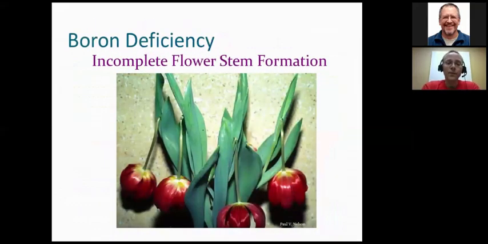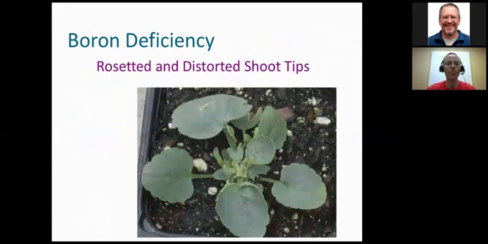Incomplete flower stem formation. This is a picture of cut tulips where the tulips just fell under the weight of the bloom, and those cells in the flower stem just did not fully form, and they're not able to keep that flower upright.